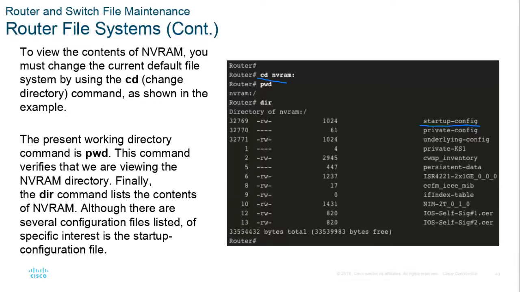So, present working directory. I always learned, when I took Linux a long time ago, that it's called print working directory. It tells you what directory you're in. So when you type pwd, it reminds you what directory you're in. You might not have a prompt that tells you what directory you're in like you do in Windows. And then he lists the directory, and it shows all the files that are in there. The one we're interested in is the startup configuration file.